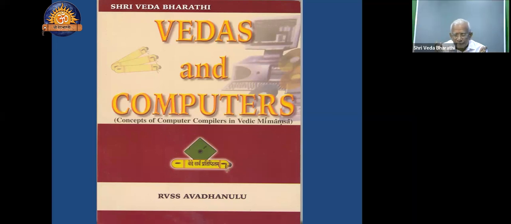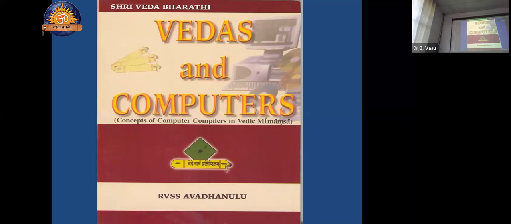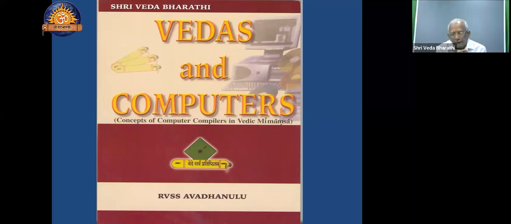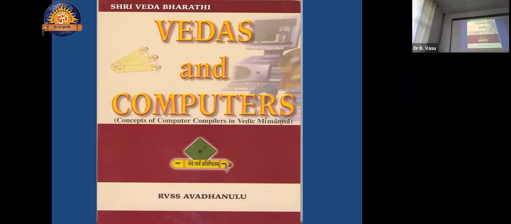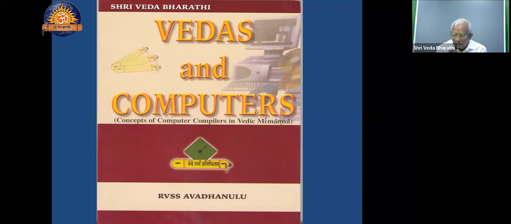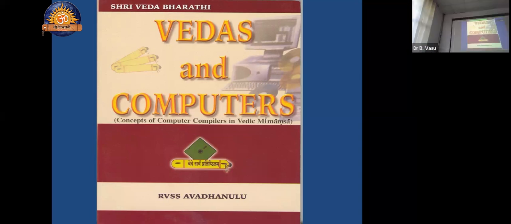Today, thousands and thousands of models of computers have come into existence. Everybody is using them, but very few people know the definition of computers. Let me tell you one thing, sir. Actually, I will be quoting subsequently. The definition of computer was given in the Vedas, which is unbelievable.